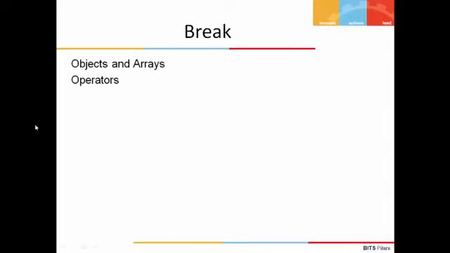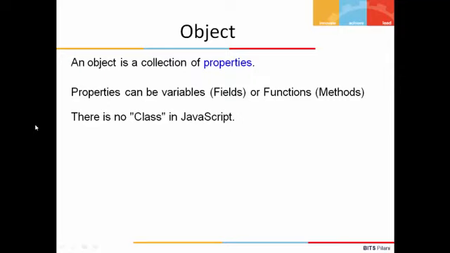In this particular session, I'm just going to define an object, but we are going to deal with objects in a lot more detail in later sessions. But what is an object? An object is basically a collection of properties. It could have variables, otherwise called fields, or functions, otherwise called methods. So I define an object which will have variables and functions working on those variables, but there is no class concept in JavaScript unlike we have in Java.